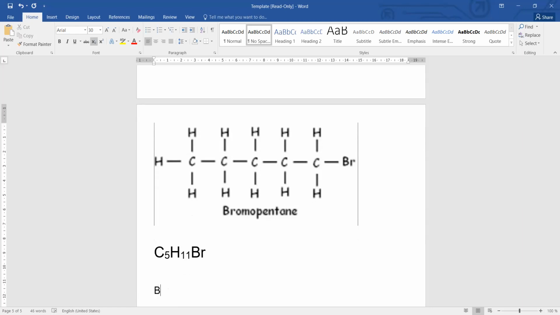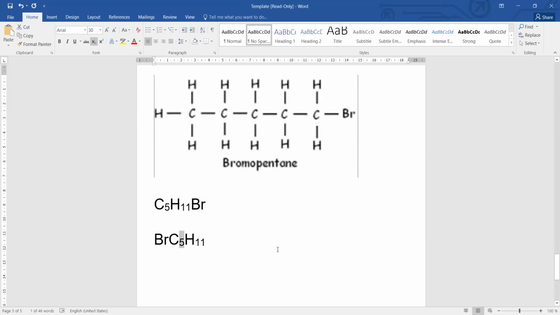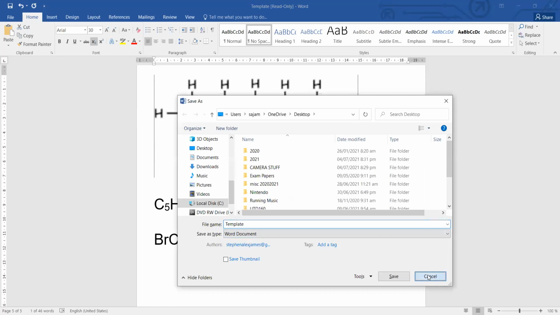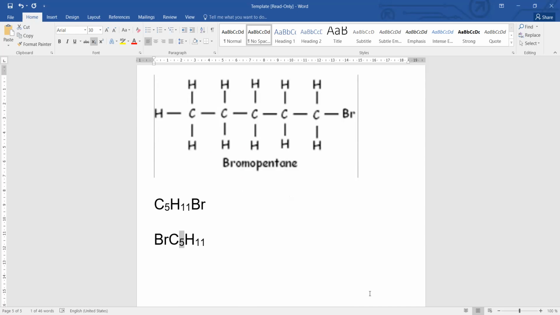So if you wrote it as BrC5H11, that would be perfectly acceptable. There's nothing wrong with that, because the number of atoms hasn't changed, you've just listed them in a different order. It's a very good question. It doesn't make a difference, but very often it'll be in a multiple choice question, and all you have to do is just pick A, B, C, or D. Any questions so far? No, good, good, good.